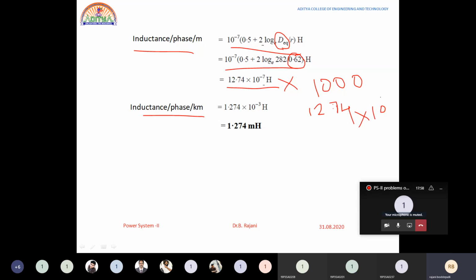If we change it into kilometers, and now you want to put this into millihenries, what happens? 12.74 into 10 to the power of minus 4; the decimal has been changed to 1.274 millihenries. Milli is nothing but 10 to the power of minus 3 henry. This is how you simply substitute the values from the given data. Later on, go for the difficult problems so that you can understand better.